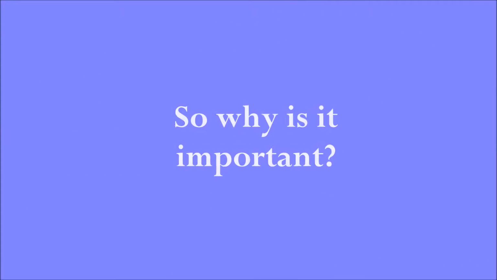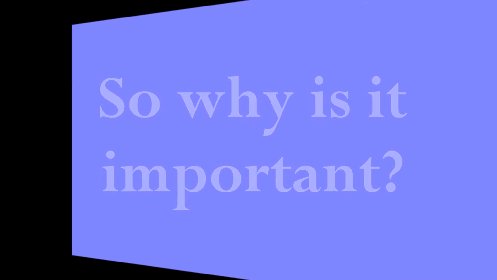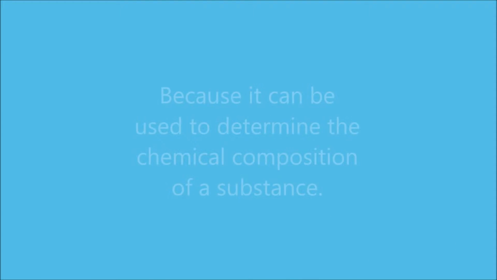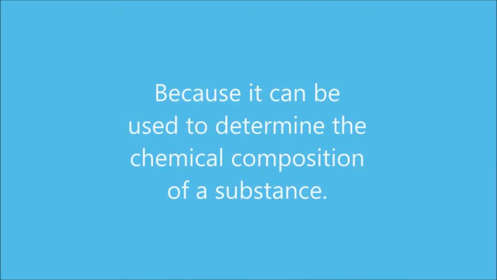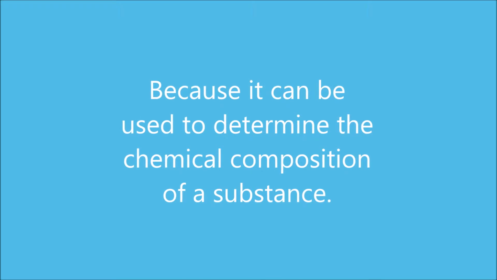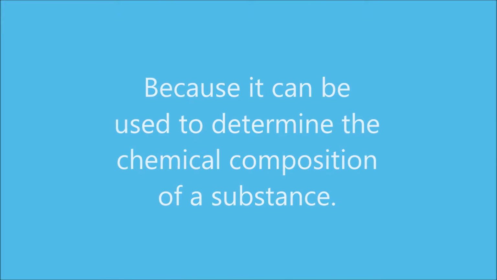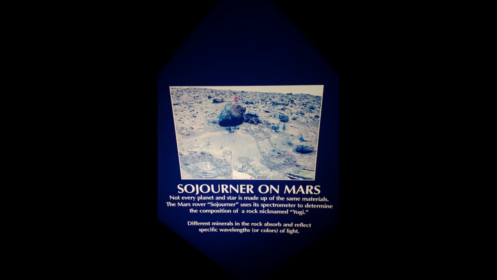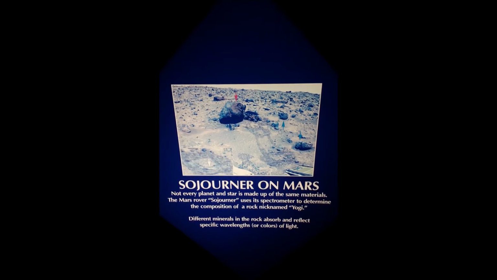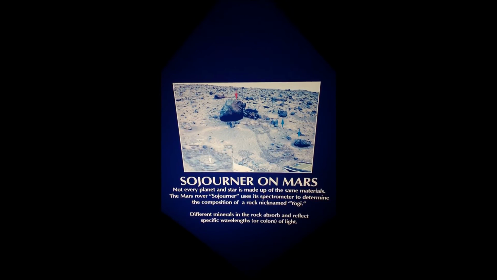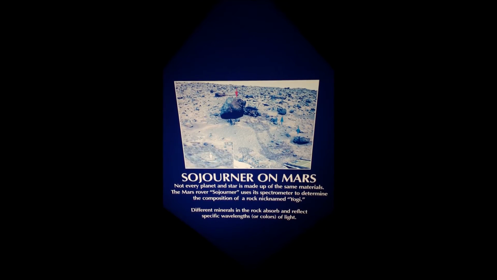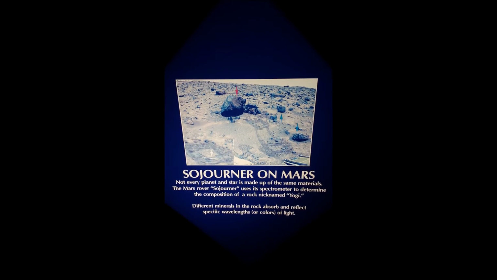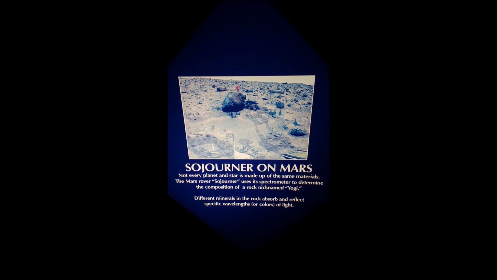So why is spectroscopy important? The device used is called a spectrometer, which records the spectrum of light emitted by a given material, which can be used to determine the chemical composition of a substance. Not every planet and star is made up of the same materials. In this picture, the Mars rover uses its spectrometer to determine the composition of a rock named Yogi. Different minerals in the rock absorb and reflect specific wavelengths of light.